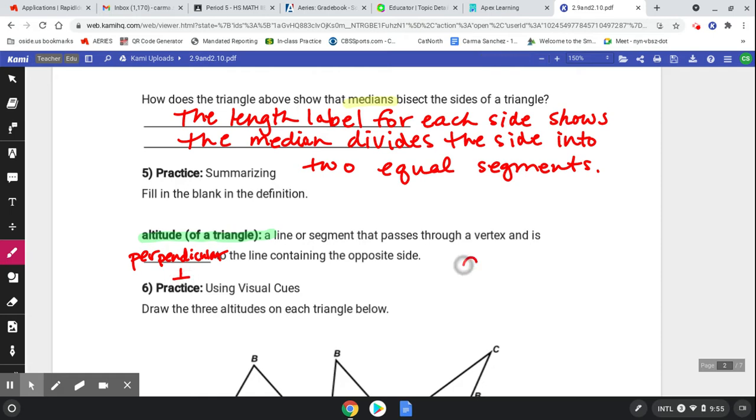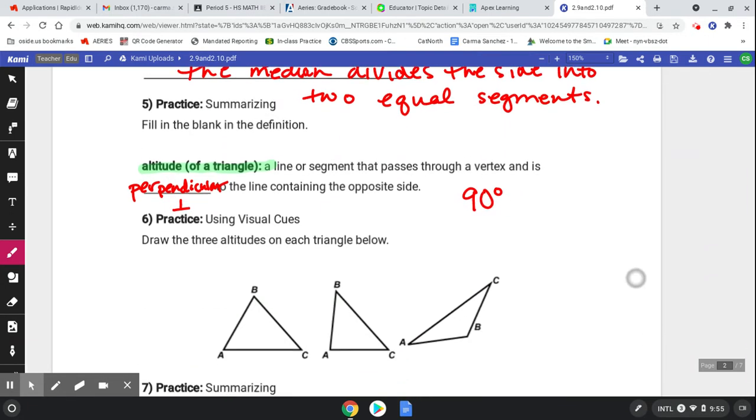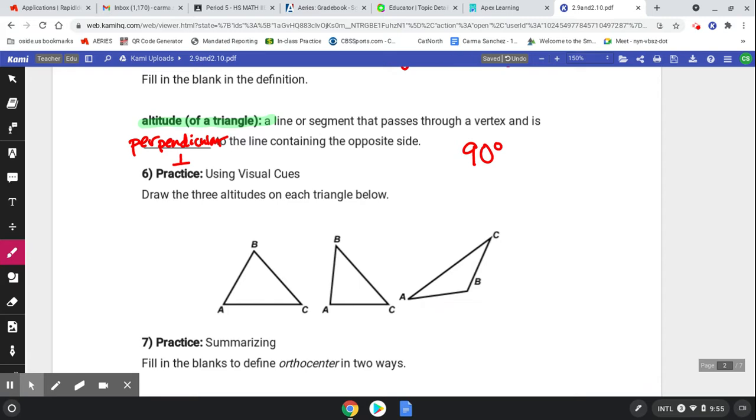Remember that perpendicular means that we're forming a 90 degree angle with that line. So this time when I go to draw in these line segments, it's not going to be straight to the midpoint. It's literally going to be straight down, forming a little 90 degree angle. That's what forms an altitude.